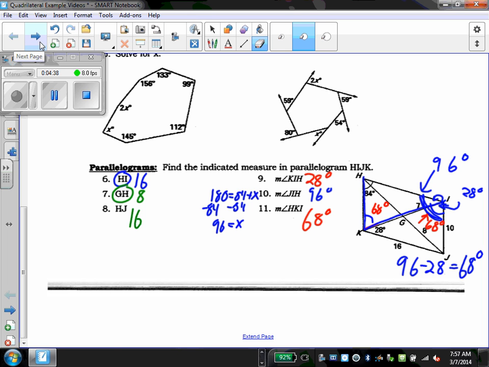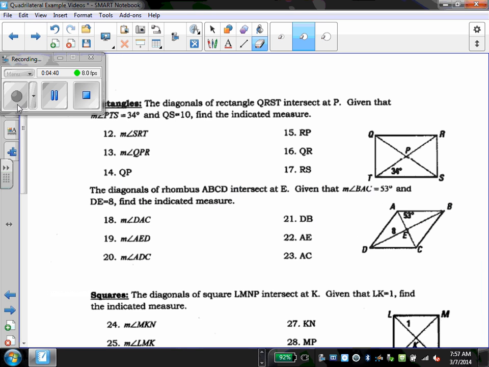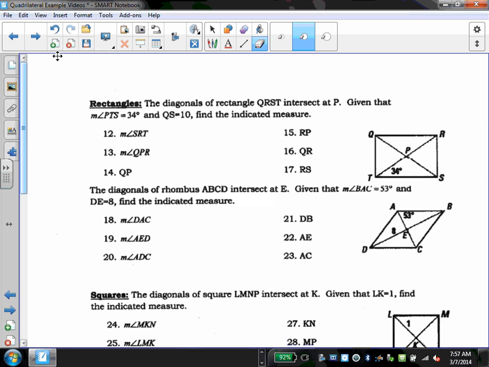For rhombus ones, let's go to the other side, and we're actually going to skip the section that's right there, and go directly to the next one about rhombi, which is right here. Okay, so the diagonals of rhombus ABCD intersect at point E. Given that the measure of BAC, it's already labeled in here for you, is 53, and DE is 8, let's find everything else that we want.